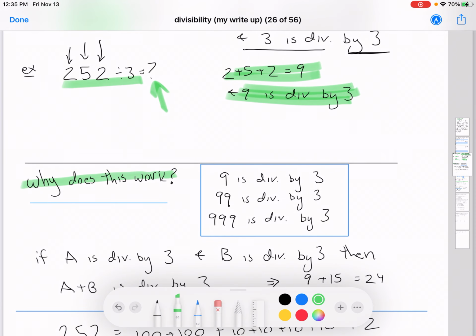Now, why does this work? Why can we just add up the digits and see if that sum is divisible by 3? And it goes like this. 9 is divisible by 3. 99 is divisible by 3, right?